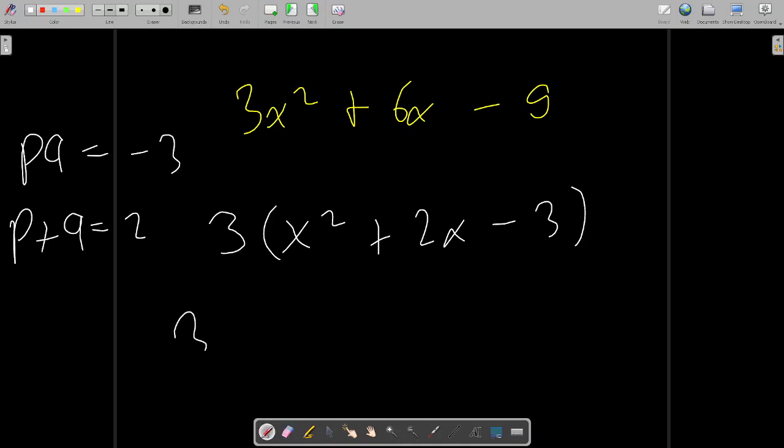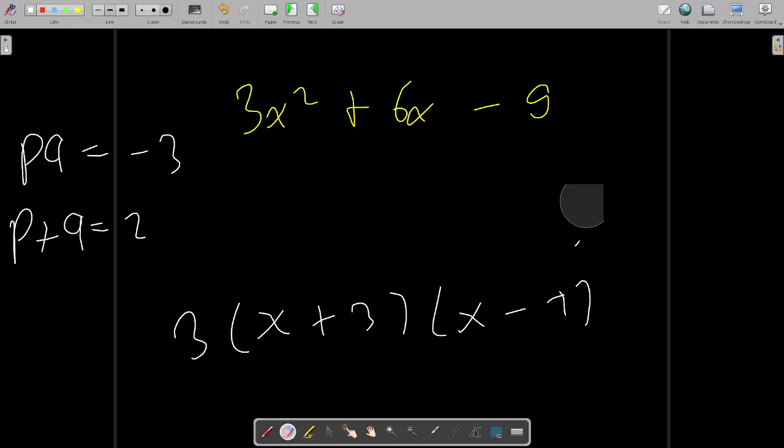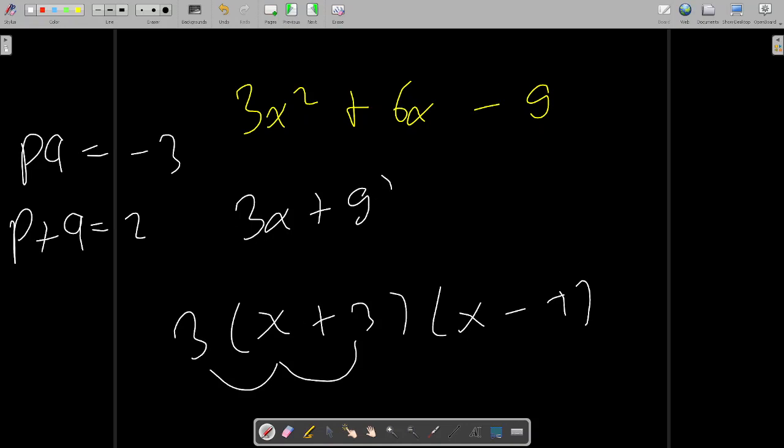So it'll be 3, remember to put down the 3 here, x plus 3, x minus 1, alright? So this is the answer for this equation right here. Now you could plug in the 3 here, making it 3x plus 9 multiplied by x minus 1. That is exactly the same thing as this one.